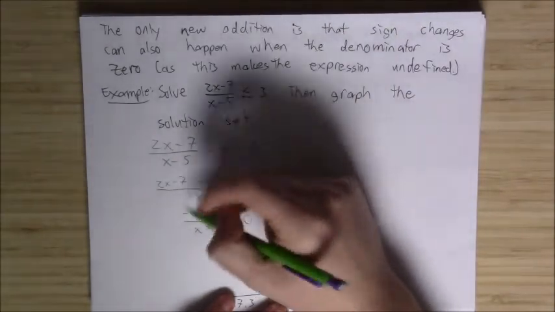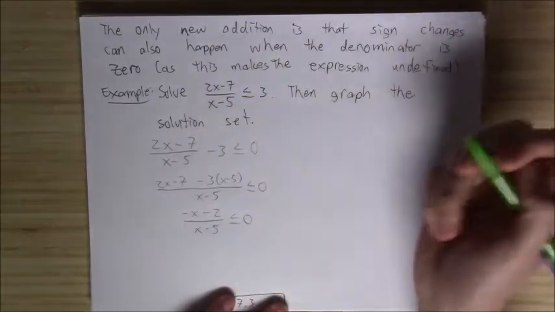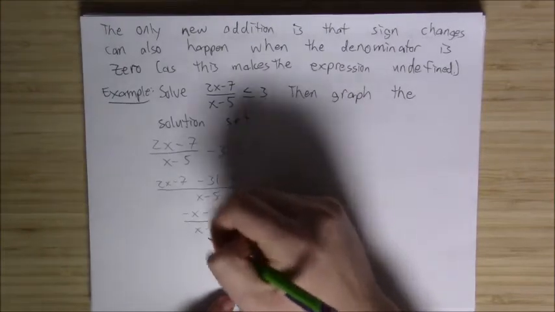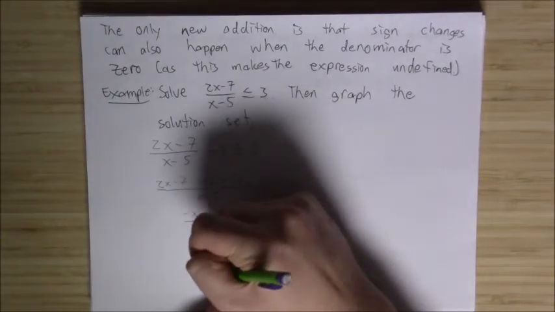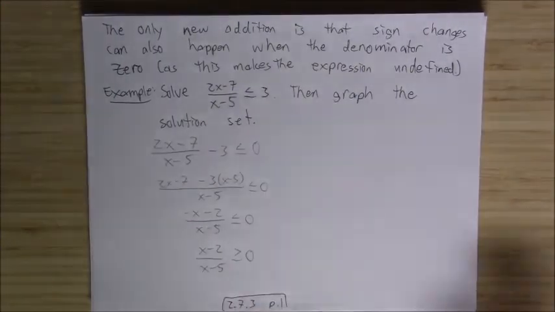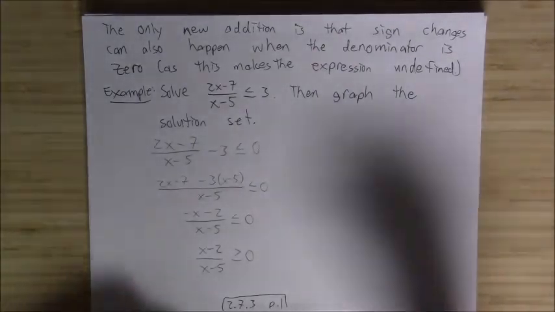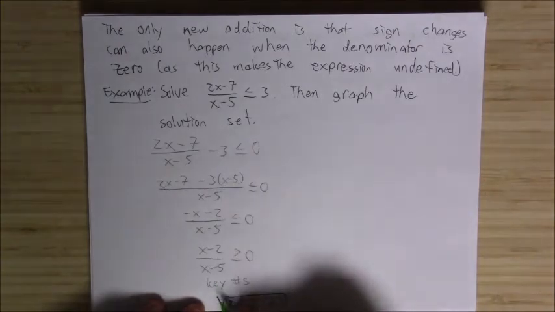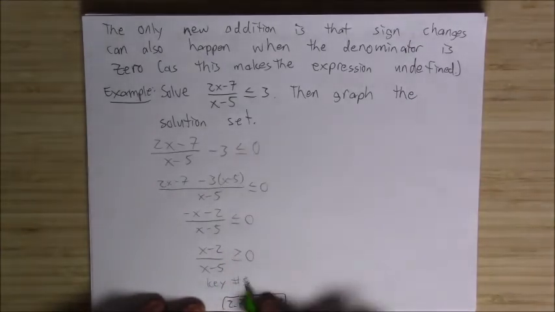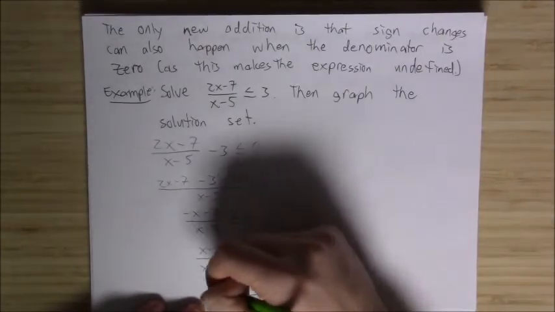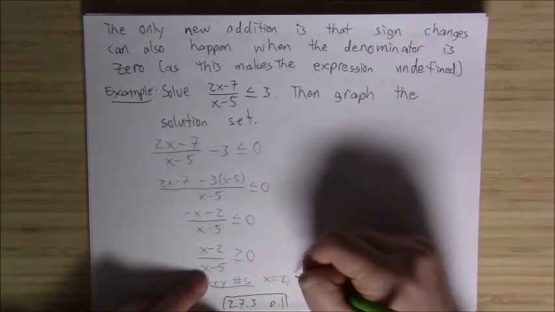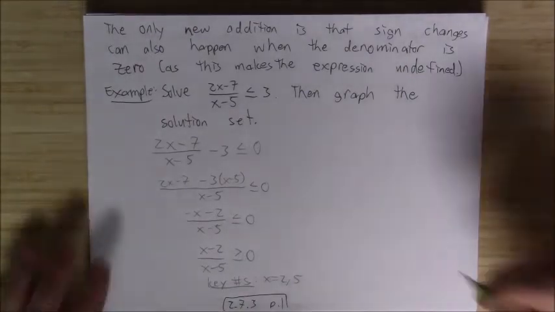You can factor out that negative, and if you factor out that negative and divide both sides by it, then you will flip the sign and get x minus 2 over x minus 5. And so now we have two types of key numbers. Our key numbers are either where the numerator is 0, which is x equal 2, or where the denominator is 0, which is x equal 5.